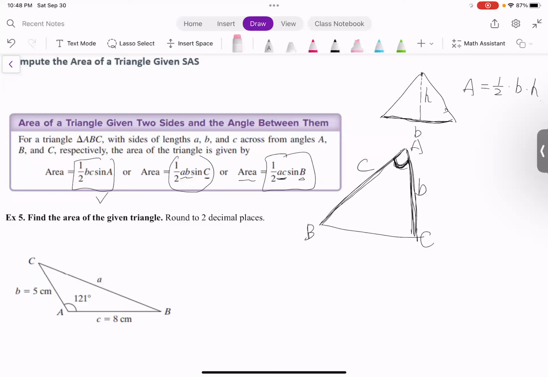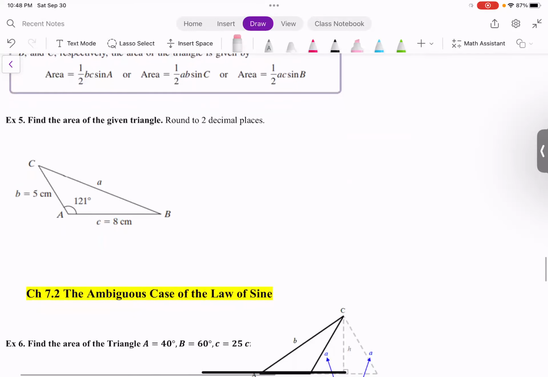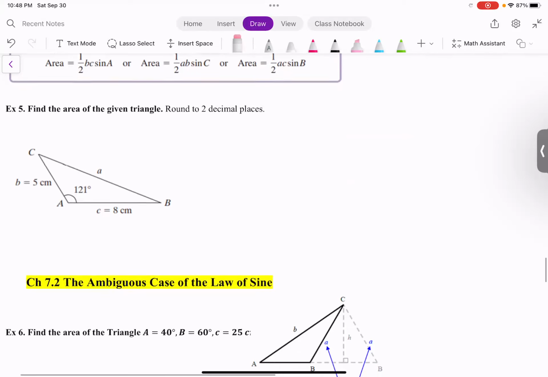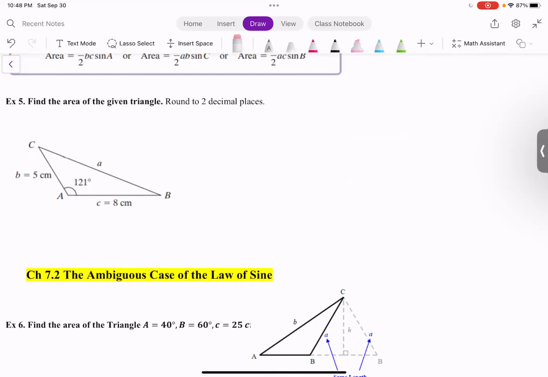All right, let's see the first example. Find the area of the given triangle. I think I missed one. So I missed one example here. I missed the example 6. I will write it somewhere else later.